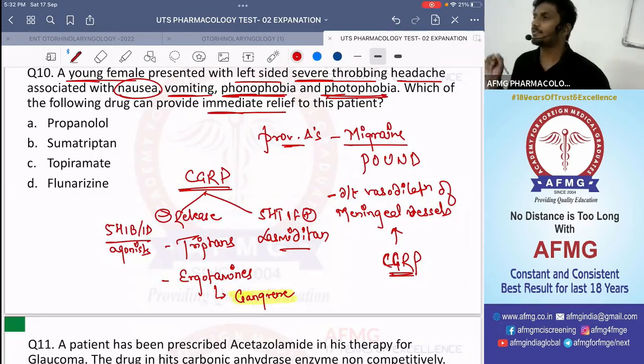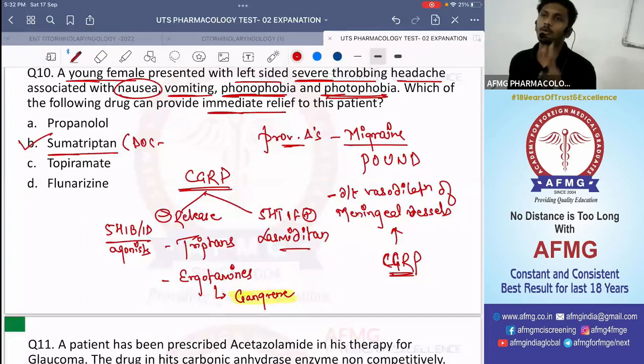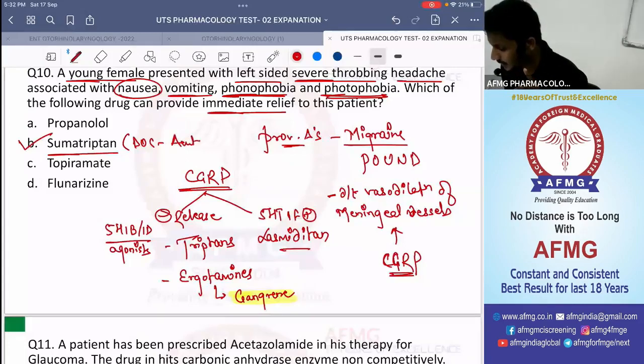Here the fastest relief is usually seen with the triptan drugs, and that is sumatriptan. Please remember, it is sumatriptan. It is a 5-HT 1B 1D agonist, and these are the drugs of choice for acute severe attack of migraine. For acute migraine the answer was NSAIDs, but for acute severe migraine your answer changes to triptans.